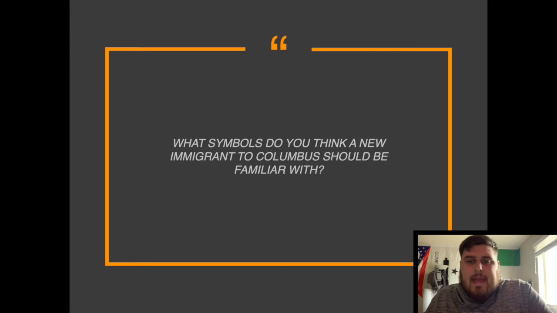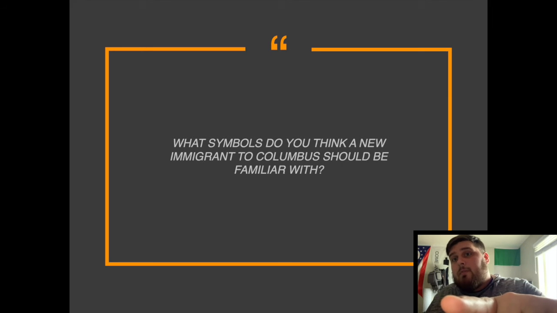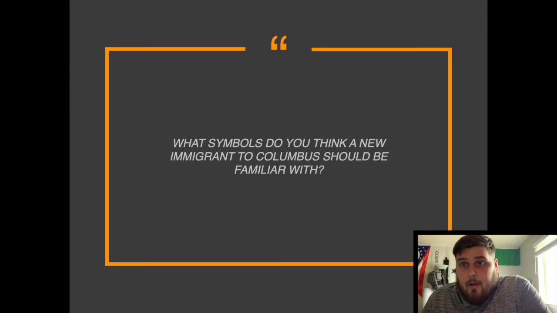Moving on here. Next question: what symbols do you think an immigrant to Columbus should be familiar with? Pause this video if you want to think about it for a second. Okay, now I'm going to explain some of these symbols. If someone brand new to this country and brand new to Columbus was coming in, there are a couple of symbols they need to know. Number one, the block O. They need to know where they are and why people are wearing this O on their shirts everywhere, because everyone in Columbus is pretty much an Ohio State fan. So you're going to see the block O everywhere.